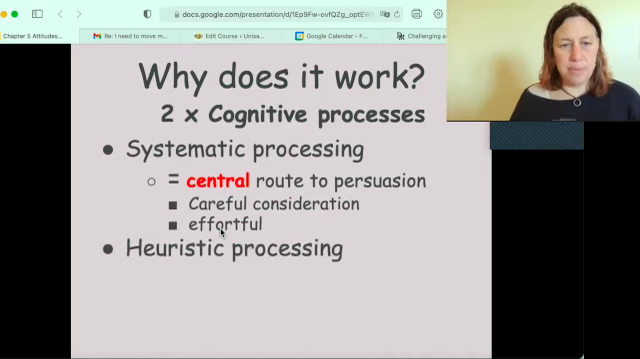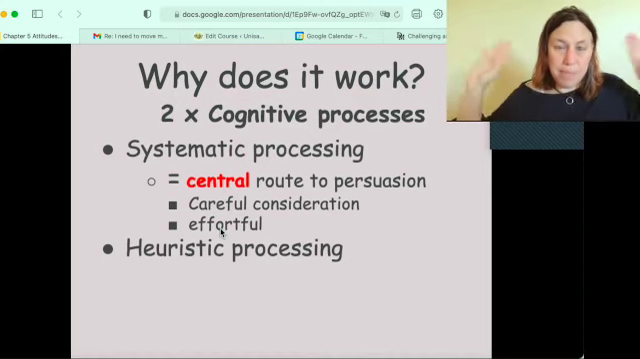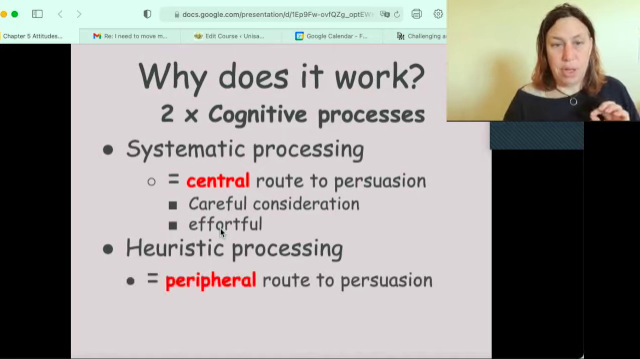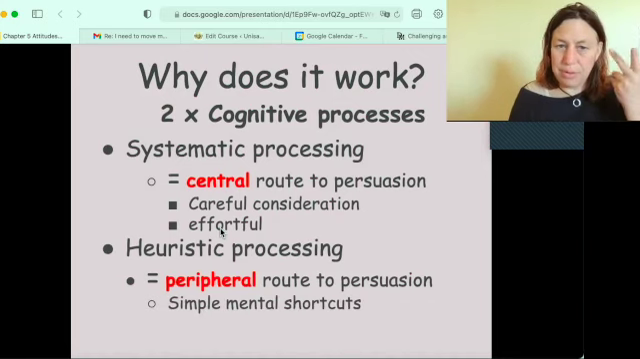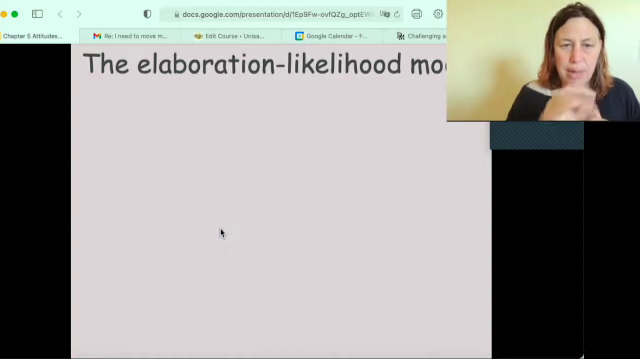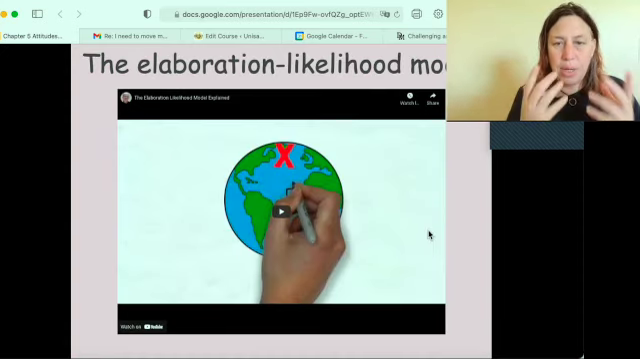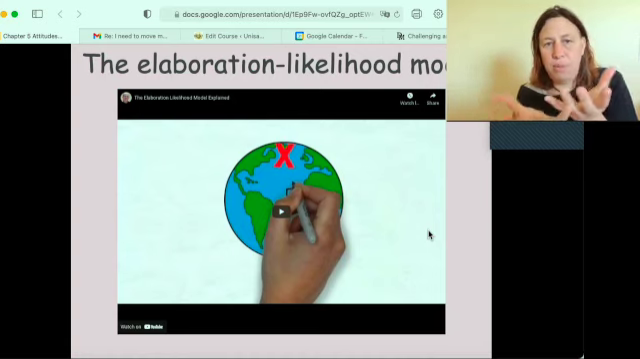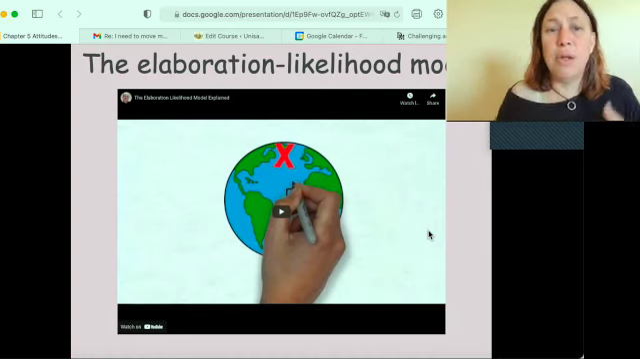Okay, the other system is the heuristic processing, and that, another name for that is the peripheral route to persuasion. Okay, so no careful consideration, just a quick mental shortcut, and it doesn't take much effort. And how we explain these 2 cognition processes and assess how they work is called the elaboration likelihood model, meaning how likely is it that we're going to elaborate?